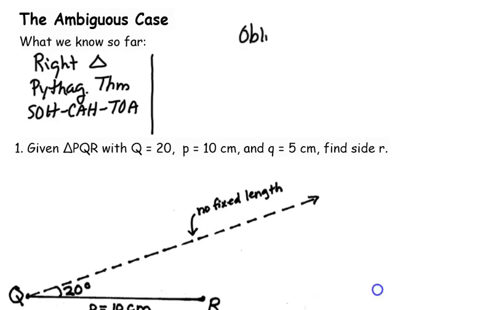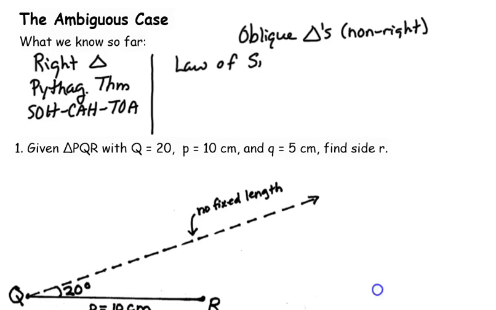Don't think that you have to use law of sines and law of cosines for everything, because you don't. Right triangles are still right triangles, and you can still do the short, simple way for right triangles. Now for oblique triangles, which means non-right triangles, of course, we can't use Pythagorean theorem or SOHCAHTOA. We can use the law of sines and the law of cosines to find missing sides and angles.